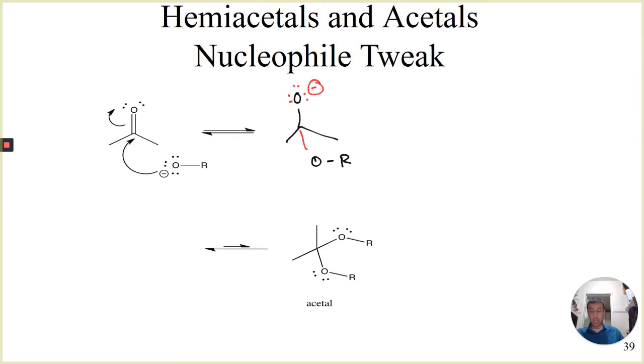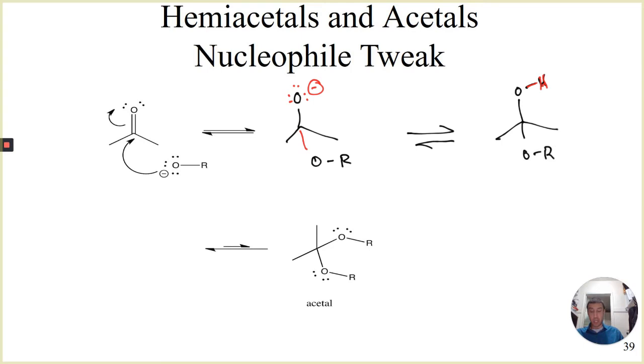Okay. To fully make this into a hemiacetal, so our next intermediate, we know that we need to somehow get a hydrogen on there. And that does become tricky. So how do we decide to get that hydrogen?